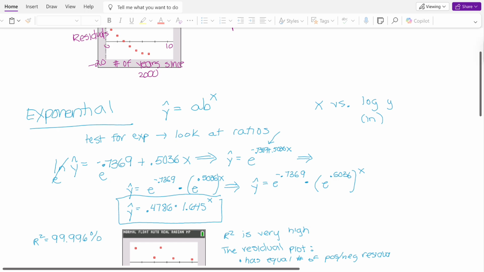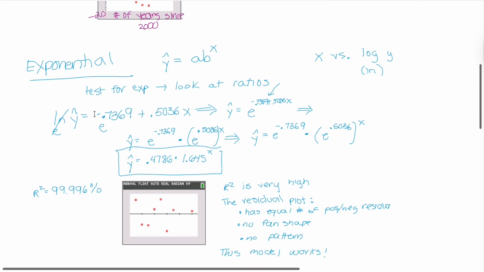Well, we're going to have two ways to do this. One is exponential and one is power. So I'll show you how to do those two ways separately. First of all, doing exponential, y hat equals a times b to the x power. This is the formula we're going to use. First of all, test for exponential. Look at ratios. We already have the linear function.